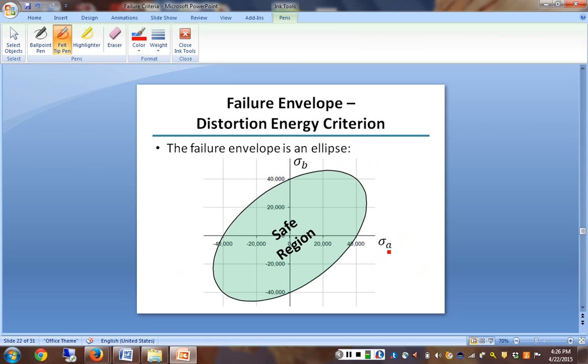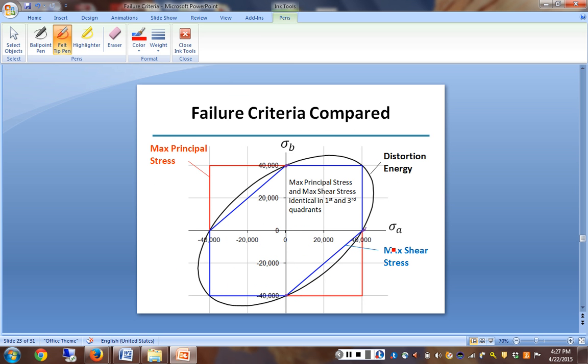I guess if you plot this distortion energy one, you get a nice ellipse. And the way that jives in with the other ones is it's kind of like the Goldilocks one. So this guy is not conservative enough. It's a fairly bad match for ductile materials in tension. This guy is a little too conservative, but it's real easy to implement. I mean, find the max shear, 2 times.